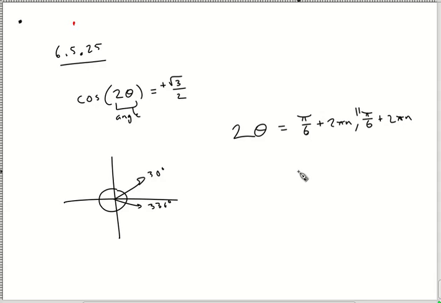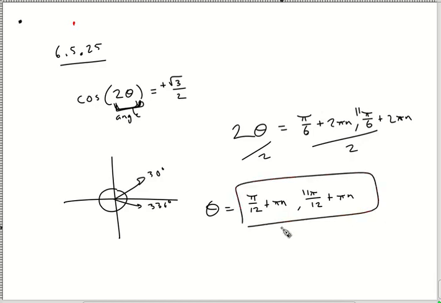So, I want theta, just single theta. Notice I chose the 2 theta is equal to all this stuff because I'm trying to be good. I'm saying that whatever's on the inside, X, theta, 2 theta, doesn't matter. So how do I get theta by itself? Well, you divide by 2. Sounds easy enough. So now I've got pi over 12 plus pi n, and then 11 pi over 12 plus pi n, right? Because the 2's are going to cancel there. This just combines and whatever else.